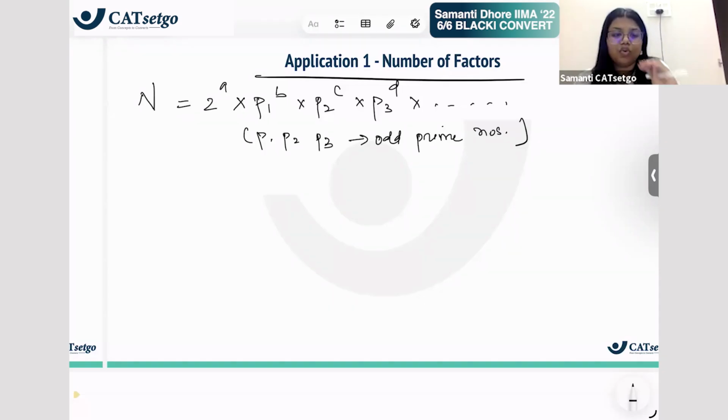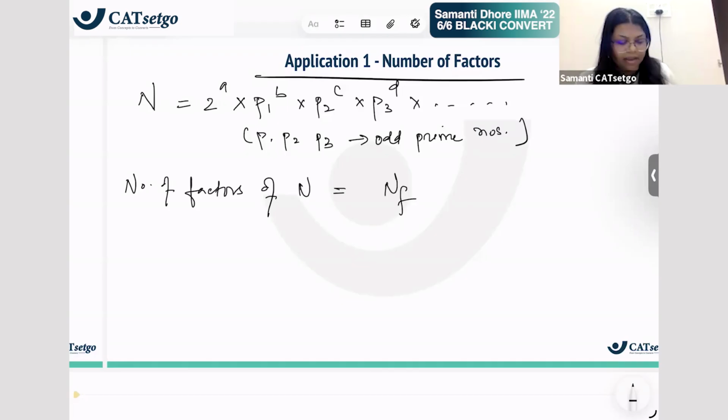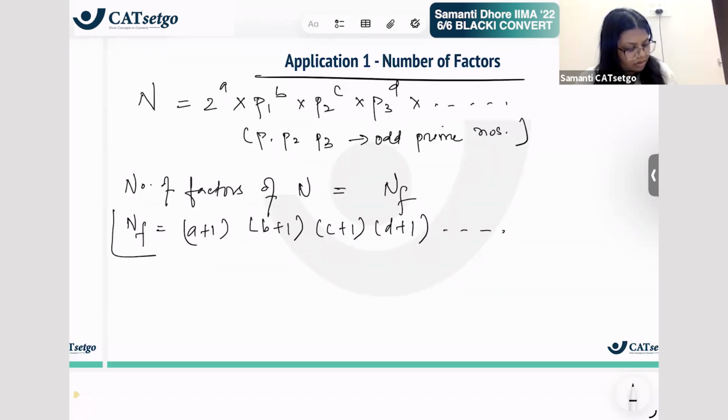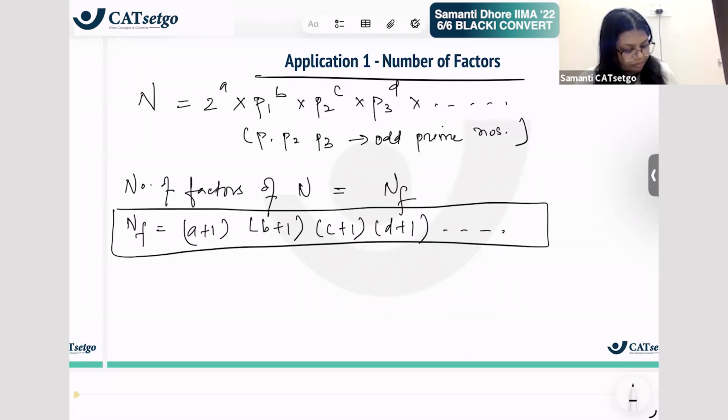So now once I know this, then I can say the total number of factors of this number n is given as nf. Number of factors of n is given as (a plus 1) into (b plus 1) into (c plus 1) into (d plus 1) and so on. Very, very important to know. Okay? What do you mean by number of factors?